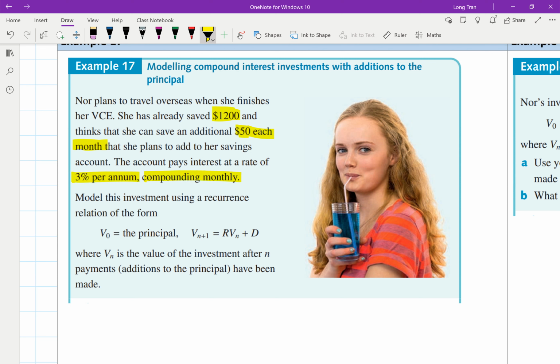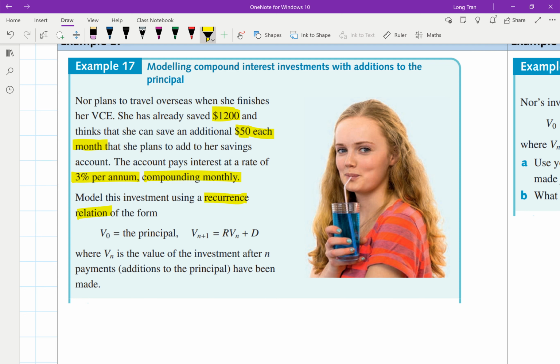So what that tells us is that she will be putting her $1,200 into an account which pays 3% per annum, compounding monthly. So she'll get interest on top of that. By the end of, say, 1 year, she'll get 3% extra on top of her $1,200, but keeping in mind that every month she's also going to add an extra $50. So what they want you to do is to model this investment as a recurrence relation.